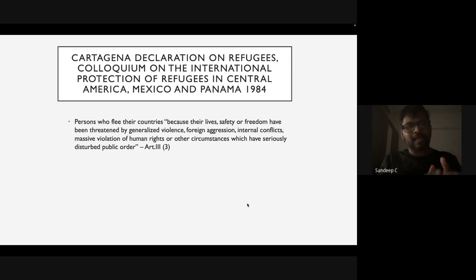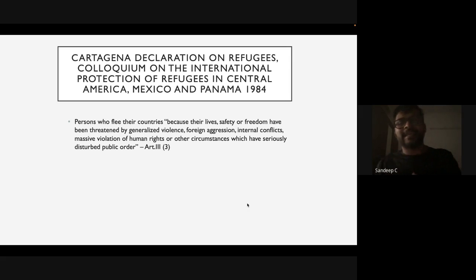Okay. Again, the Cartagena Declaration. If you look very carefully at the Cartagena Declaration, Article 3, Clause 3, you can see that the term human rights is mentioned here. So again, the question is, what constitutes a persecution? A person becomes a refugee because of persecution based on religion, race, caste, political ideology, belonging to a social group, etc. What is a persecution? The grounds are given in the 1951 convention, but what constitutes a persecution is not clear.